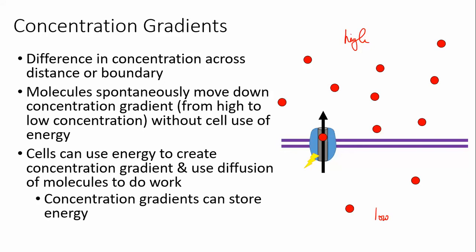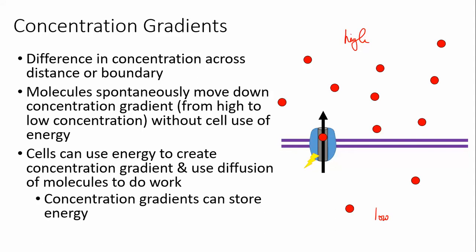Now, naturally, with no outside energy input, molecules will move down their concentration gradient, by which we mean they will move from high to low concentration. And the cell doesn't have to use any energy to make this happen. This happens on its own. That's diffusion, if you remember from freshman biology.